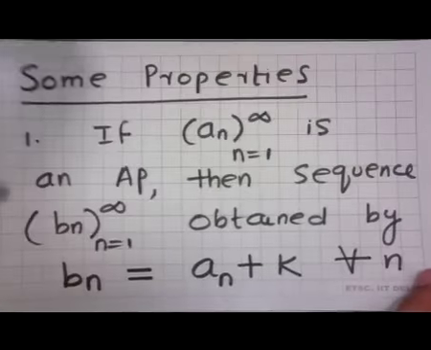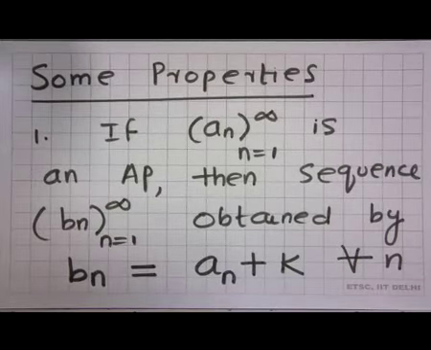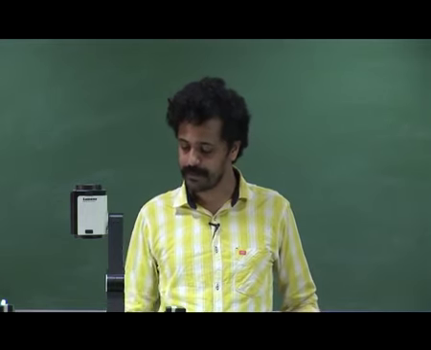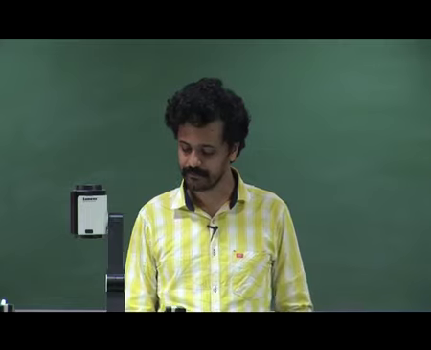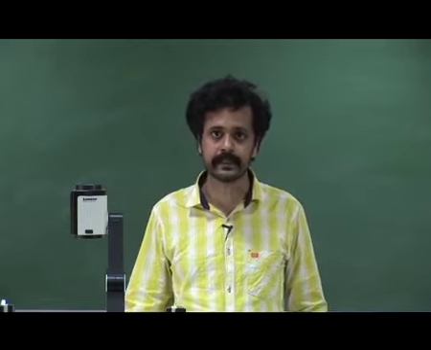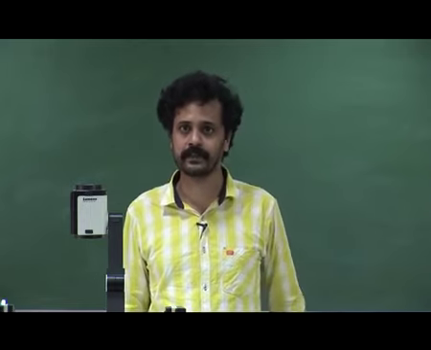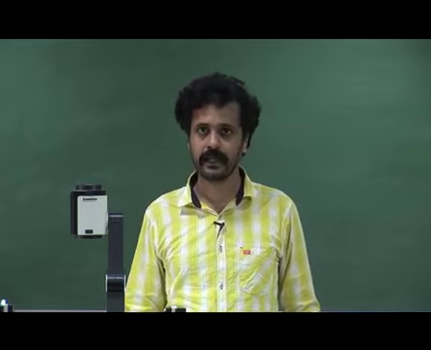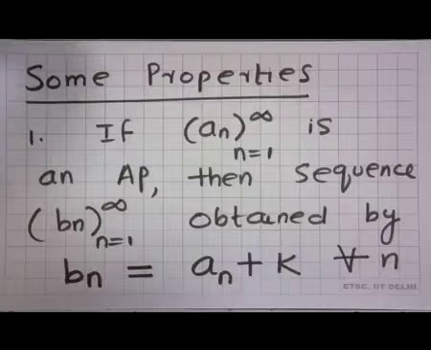Essentially, this property says that we can create an arithmetic progression from a given arithmetic progression by adding a constant to each term. The second property is very similar. Instead of adding a constant to each term, we can subtract, or in other words, this k can be positive or negative.